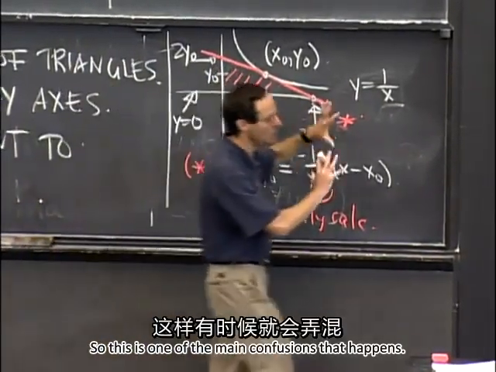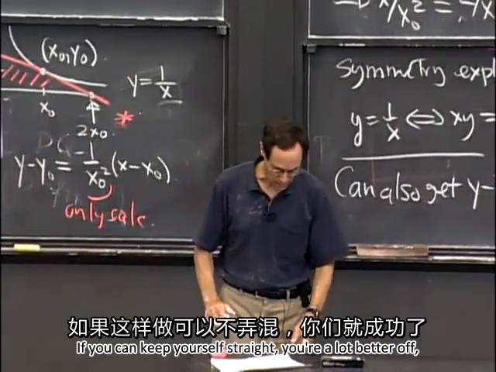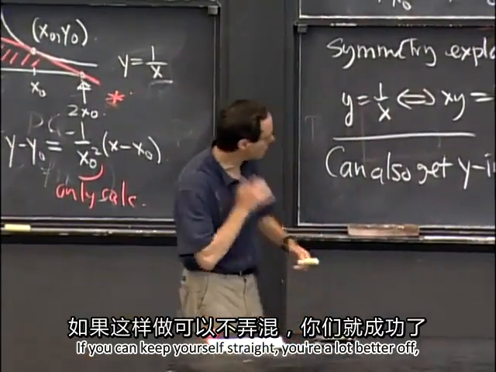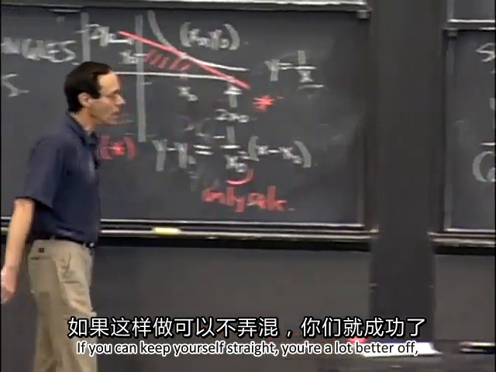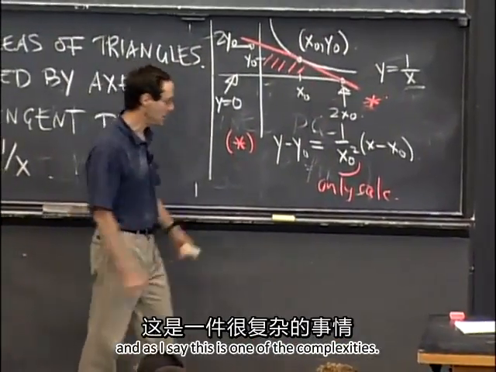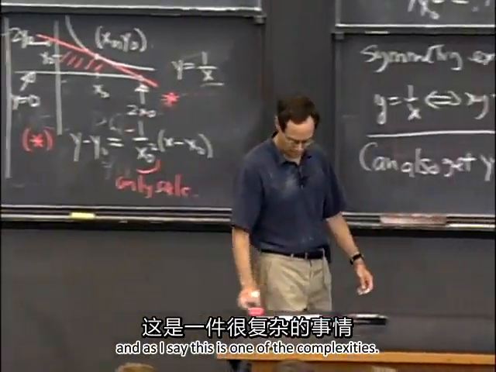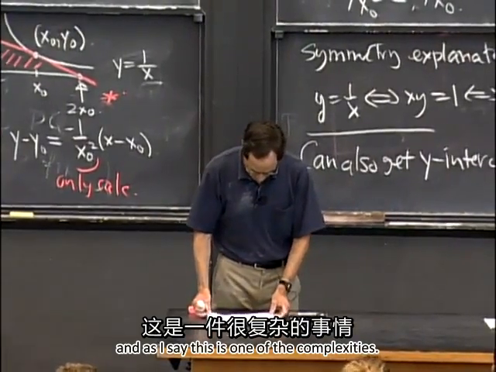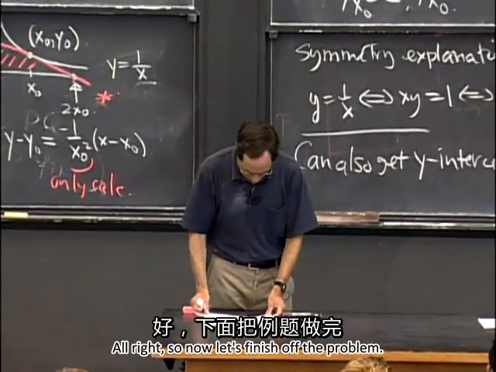So this is one of the main confusions that happens. If you can keep yourself straight, you're a lot better off. And as I say, this is one of the complexities. All right.